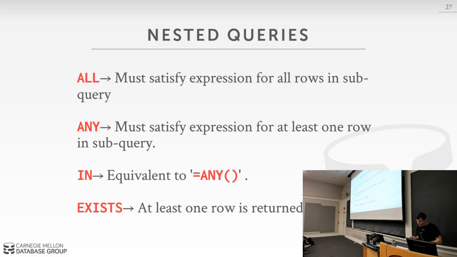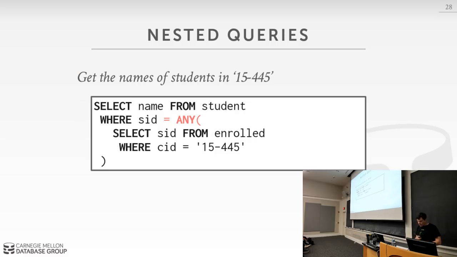So we can rewrite our example before of getting all the students in 15445 like this. Instead of using in, we say equals any. So now you read this as the student ID from the student table, check to see whether it equals any tuple that exists in the set of student IDs that are produced from the enroll table.